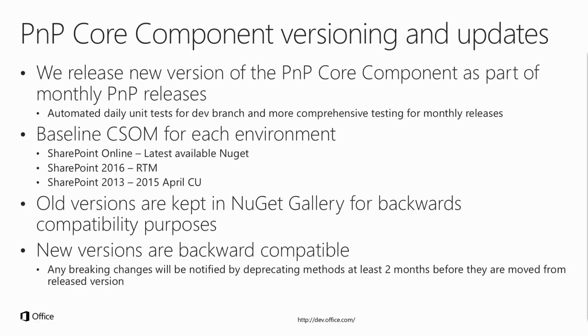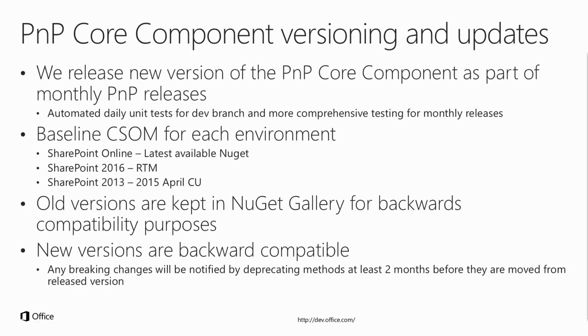All of the old versions of the PnP core components are kept in the NuGet gallery for backward compatibility purposes. Whenever we are releasing a new version of the core component, we're not replacing the existing version within the NuGet gallery. All of your existing solutions will keep on working, referencing the older versions of the core component by default. You can choose when and how, or if, you are going to update to the latest version of the PnP core component.